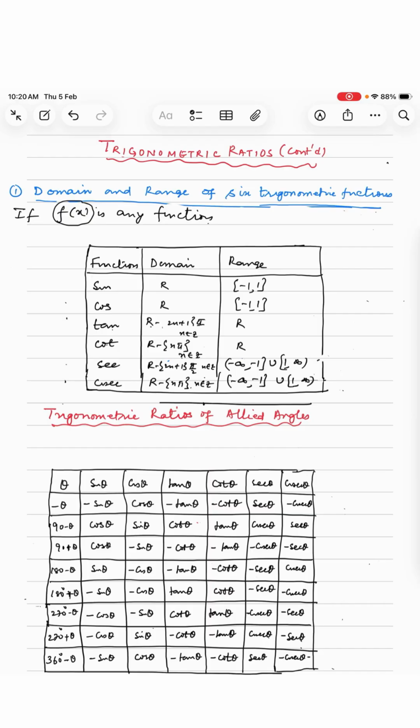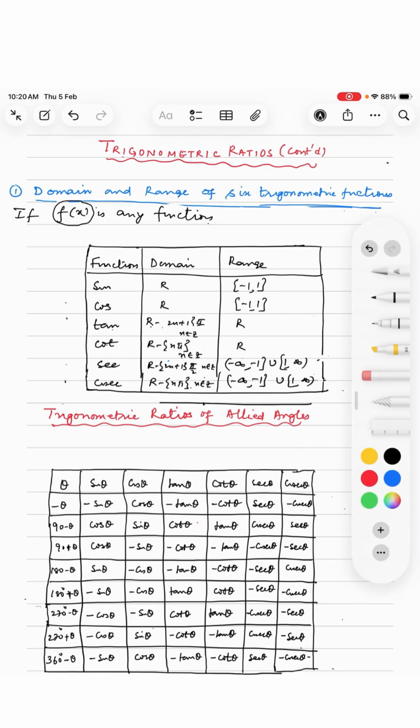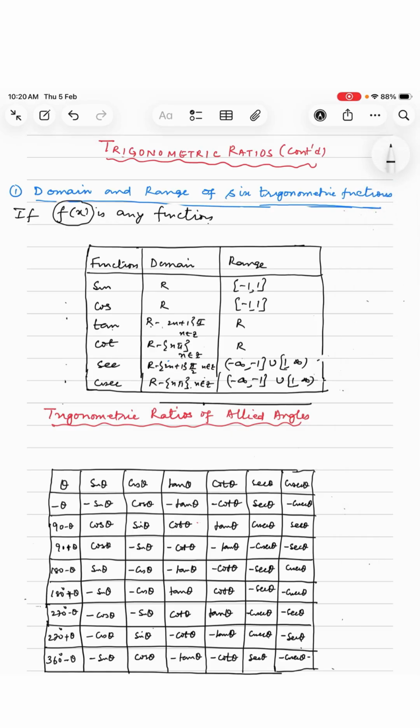So therefore, in this table which I have drawn, if f x is sin x, then domain means all the values which x takes. So therefore, domain of sin x is R, and x can take all real numbers, and range means all the values which sin x takes. So therefore, the range of sin x is -1 to +1.